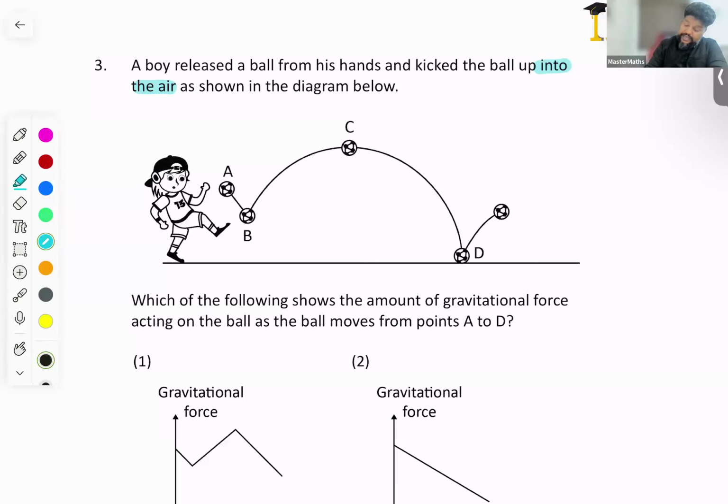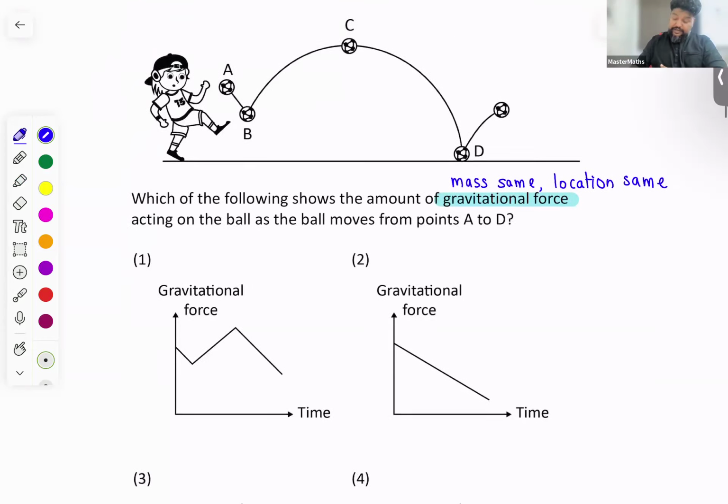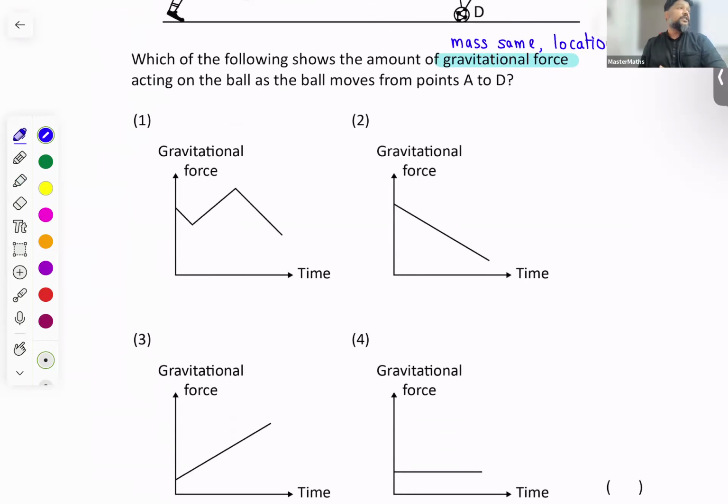Gravitational force acting on it doesn't change. Why does this not change? Because mass is the same, location is the same. He was still on Earth. He wasn't kicking it so high that it went into space, right? If mass is the same, location is the same, did the amount of gravitational force change? Which of these graphs shows that the amount of gravitational force is not changing? Option number 4.